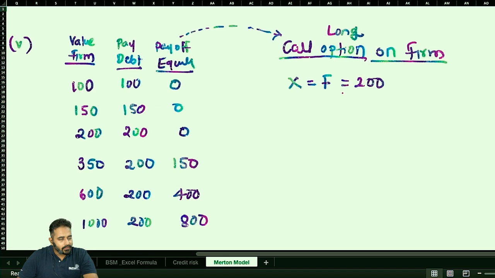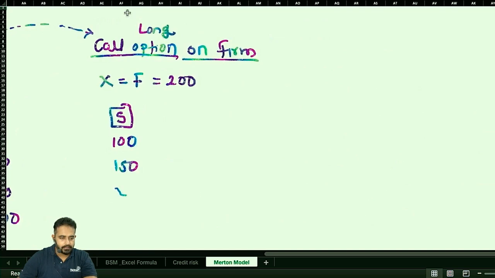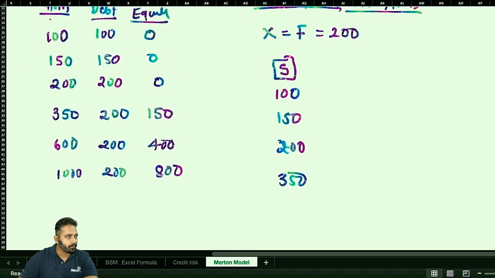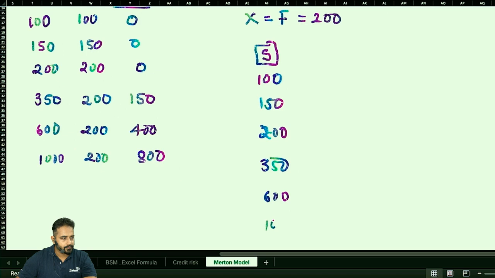Now, think of it from an option world. Let me give you different scenarios of spot price. You have a right to buy at 200, okay? Let's say the spot price is 100, 150, 200, 350. Notice how I'm just replicating these values, right? The firm value, 350, 600, and 1000. Now, let's figure out what would be the payoff on the call option.